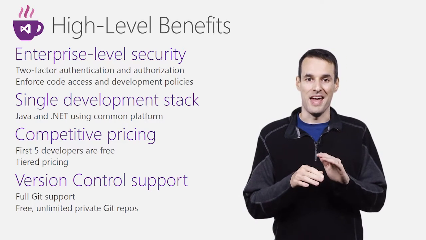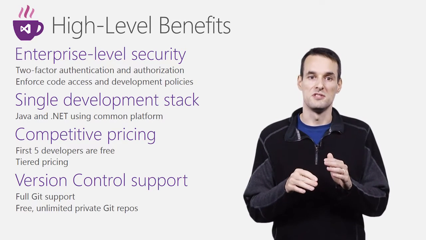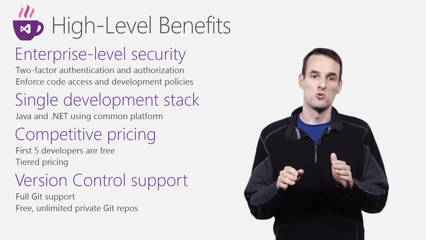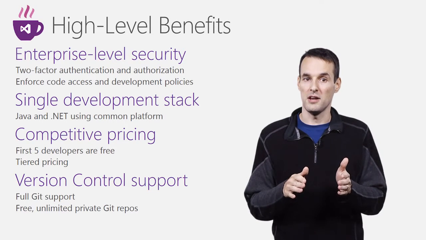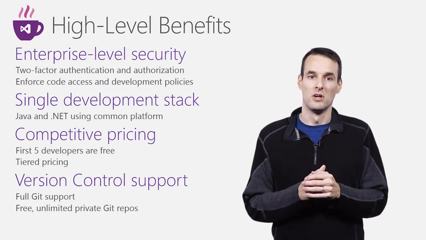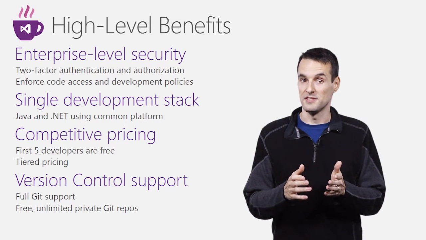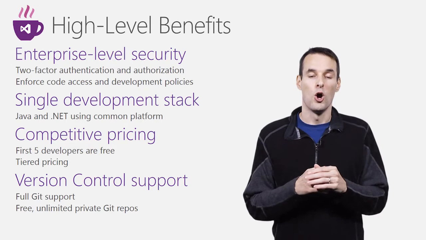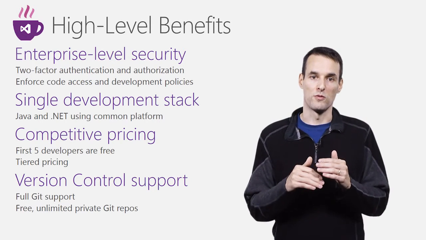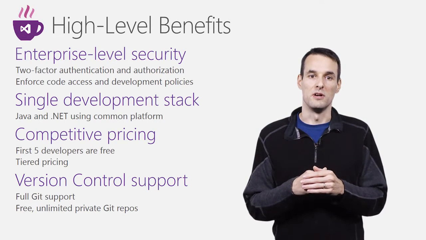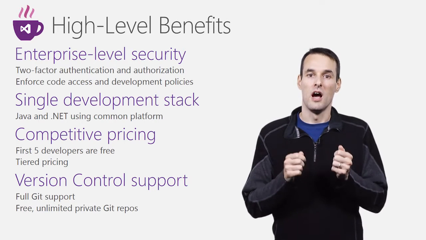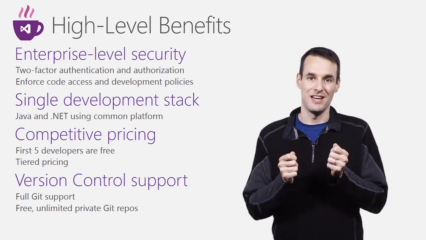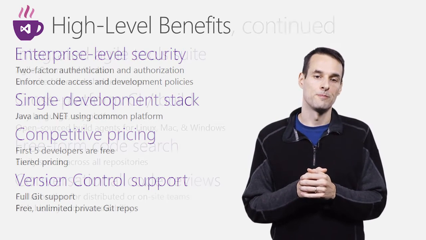Enterprises with both Java and .NET teams will enjoy the efficiency of using a single development tool stack, including consolidated planning, tracking, and reporting. Smaller teams like our competitive pricing and tiered pricing model, with the first five developers being free. All teams benefit from our support for Git, with an added benefit of Team Services providing free, unlimited, private Git repositories for your code.